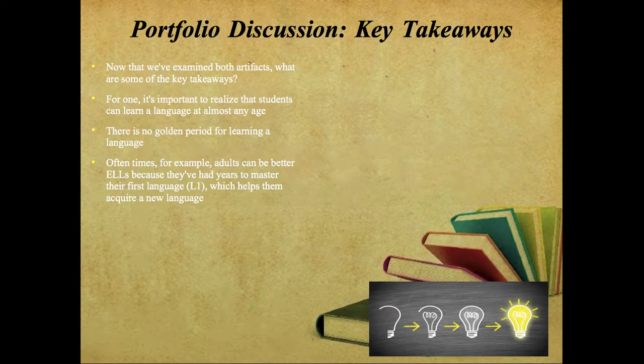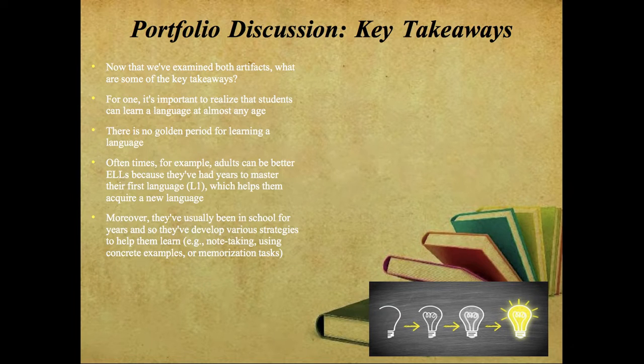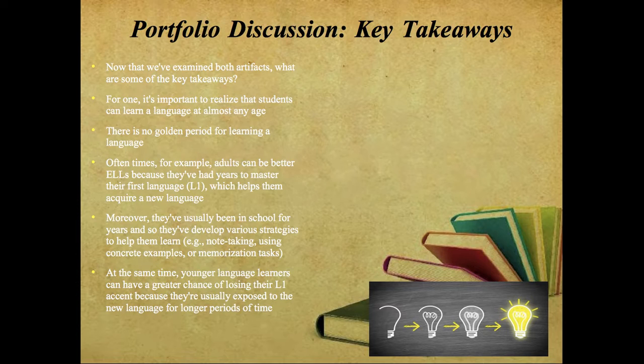You can't really say that 7-year-olds or 8-year-olds learn better than teenagers or adults. For example, adults can be better ELLs because they've had years to master their first language, which helps them acquire a new language. Moreover, they've been in school longer, so they've developed learning strategies like note-taking, using concrete examples when they explain things or learn things, or memorization tasks like making flashcards. At the same time, young language learners have a greater chance of losing their L1 accent because they're usually exposed to the new language for longer periods of time throughout the day. So that's an advantage that adult ELLs don't possess.